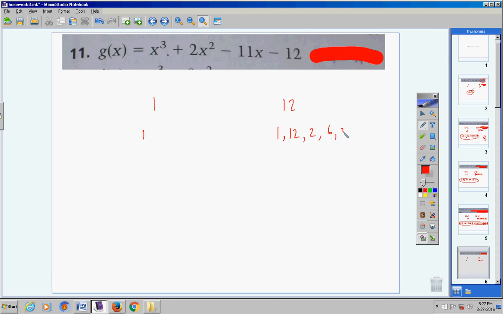times 6, 3 times 4. Okay, now, think about it, guys. We can do this really fast. We're putting each one of these numbers over 1. Well, anything over 1 is just itself, so we have plus minus 1, plus minus 12, plus minus 2, plus minus 6, plus minus 3, plus minus 4. Alright, there we go. So, there's my possible rational zeros.